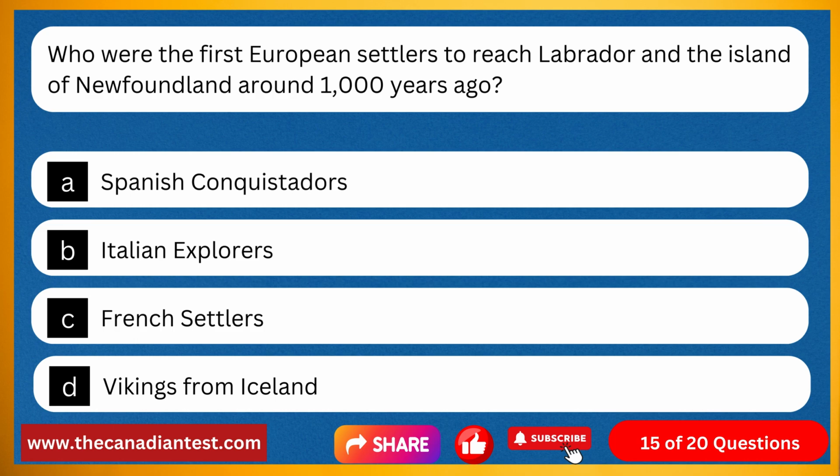Question 15. Who were the first European settlers to reach Labrador and the island of Newfoundland around 1,000 years ago? Option A, Spanish conquistadors. Option B, Italian explorers. Option C, French settlers. Option D, Vikings from Iceland.